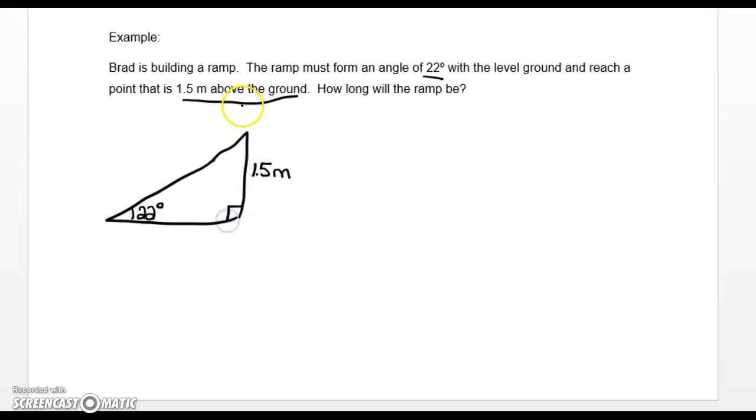Because we're talking about height, that typically goes straight up and down, so that's going to create a 90-degree angle with the ground. So this here is the ramp, then we'd have the ground down here, and this here would be the height of that ramp, going from the bottom all the way up to the top. Here we want to know how long will the ramp be. So the side we're looking for is this side right here, called ramp.